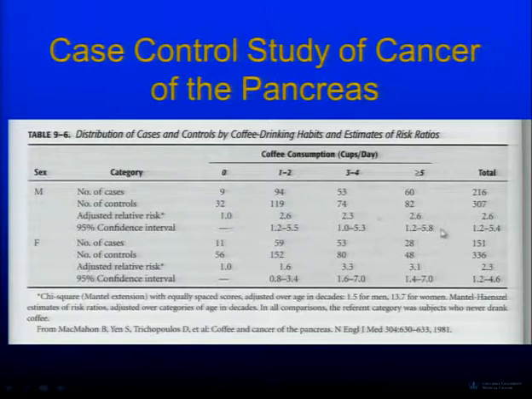And if you look at these confidence intervals, all of them except for this one in the males is greater than one as well, indicating that this is a significant finding, this is significant, this is not, because it includes one in the confidence interval. So this is going from zero to more than five cups per day. And here we have it for females. Again, we made the reference group of no coffee as one, and it's going up to 3.1. And in this case, these two upper categories are both significant.